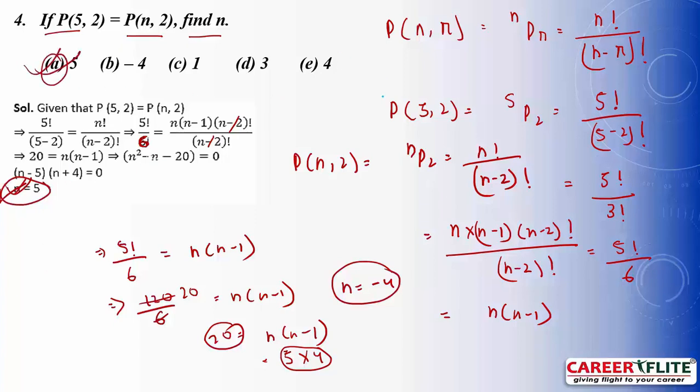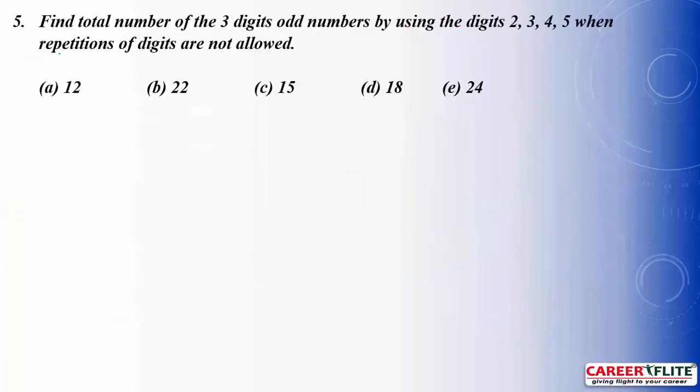So what we have done here is that it is given P(5,2) equal to P(n,2). What is P(5,2)? That is 5P2, 5 factorial by 3 factorial, that is 5 factorial by 6. What is P(n,2)? It will be n factorial by (n minus 2) factorial. If you solve this, we will get the value n into (n minus 1). If you equate 5 factorial by 6 with n into (n minus 1), we will get the value of n to be 5. So 5 is our correct answer. So let us move to the next question.